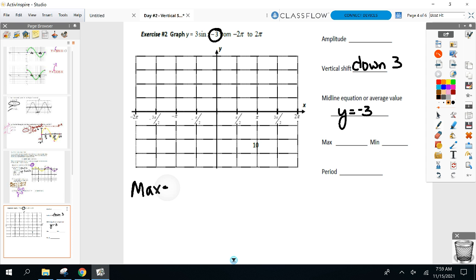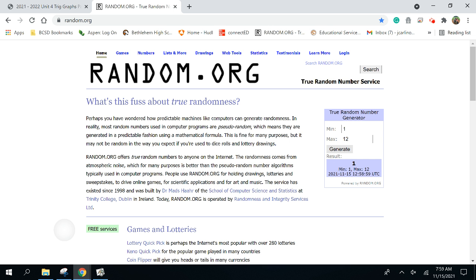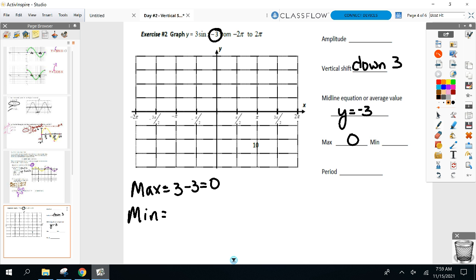It was 3, right? But I went down 3. So now my max is 0. Everyone see how we got there? 3 was my original one, shifted down, now it's 0. What was my minimum before I shifted? Negative 3. Went down 3. Now it's negative 6.